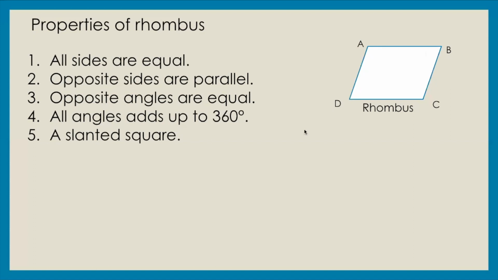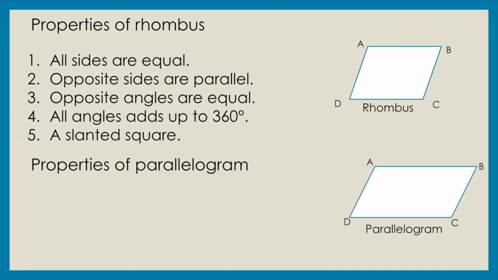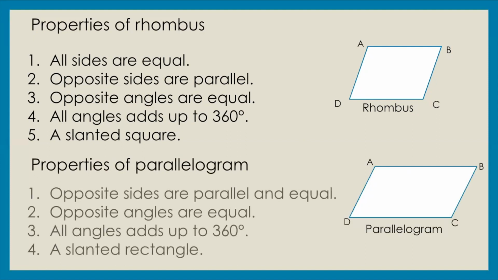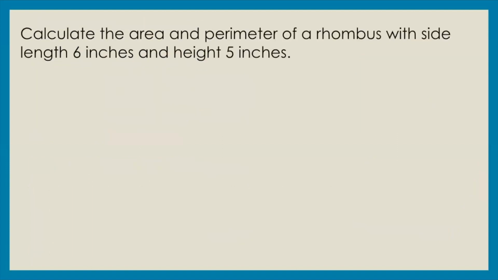360 degrees. Now let's see some properties of parallelogram. Parallelogram looks like a slanted rectangle. Opposite sides are parallel and equal. Opposite angles are equal. Here also, if you add all the angles, it will be 360 degrees. Now we are going to do some calculations.